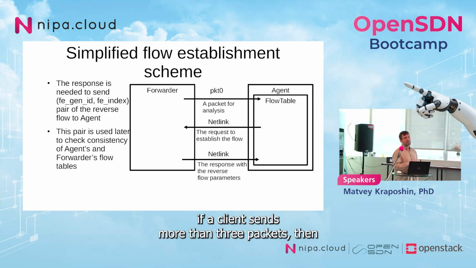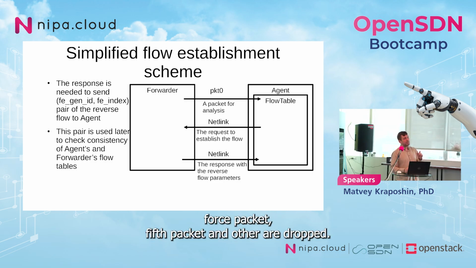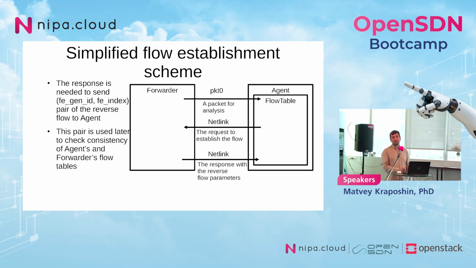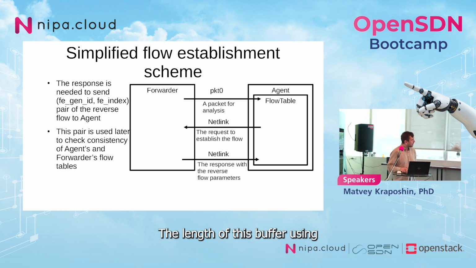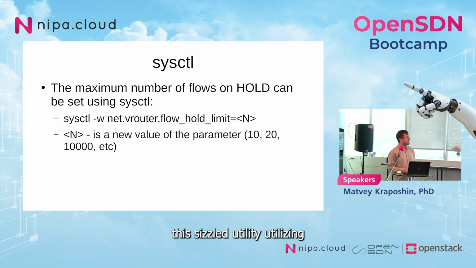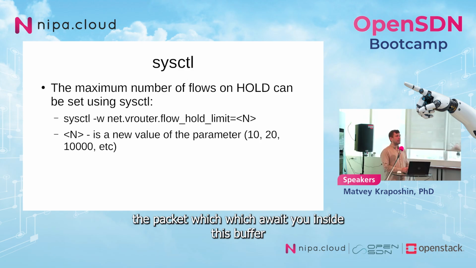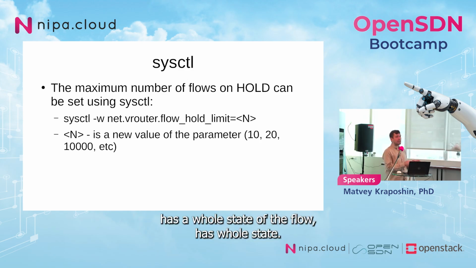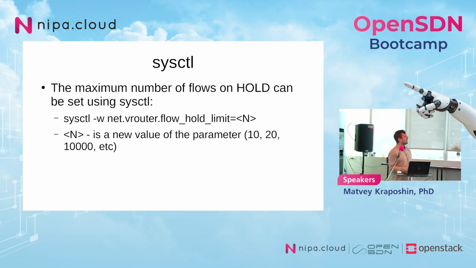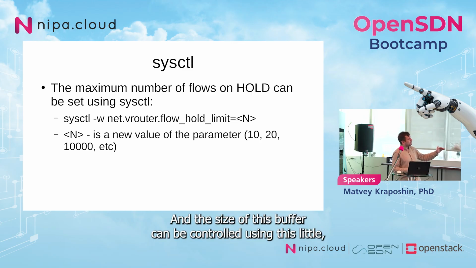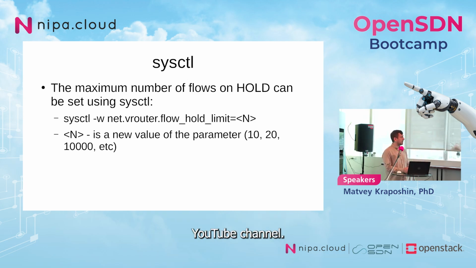Therefore, if a client sends more than 3 packets, then the fourth packet, fifth packet, and others are dropped if these packets are unknown. And you can control the length of this buffer using the sysctl utility. The packet which awaits inside this buffer has a hold state. The flow has hold state, and the size of this buffer can be controlled using the sysctl utility.